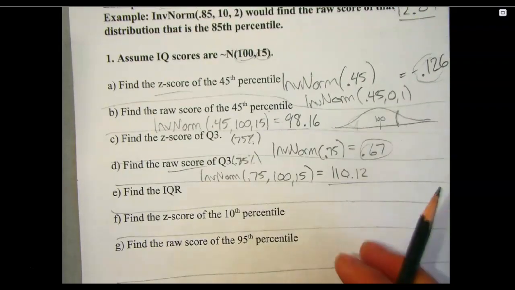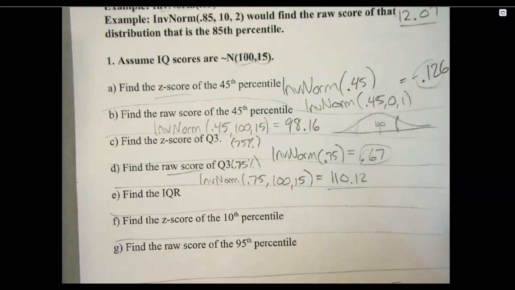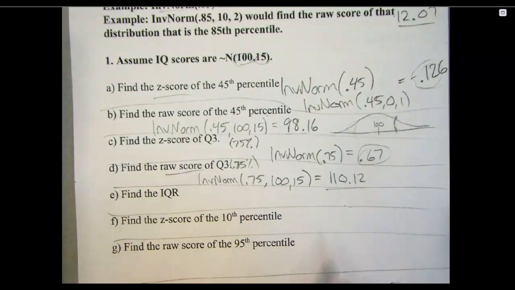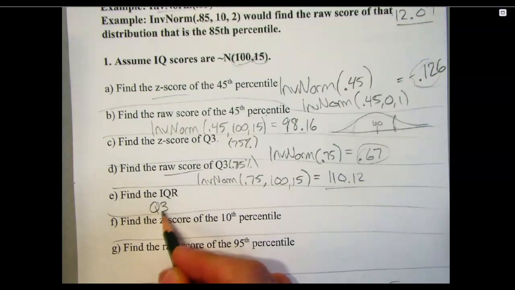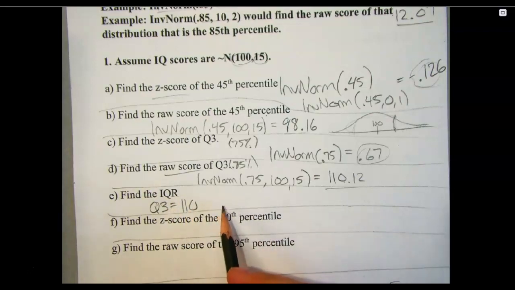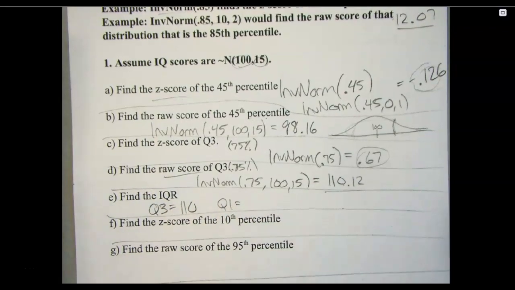Find the IQR. So the IQR, you want to do Q3, which we just found, minus Q1. There's two ways you can find Q1, actually. Q3 is, let's just say, 110. Well, everything's symmetric in a normal curve. So if the middle's 100, Q3 is 110. What does Q1 have to be? It's got to be 90.